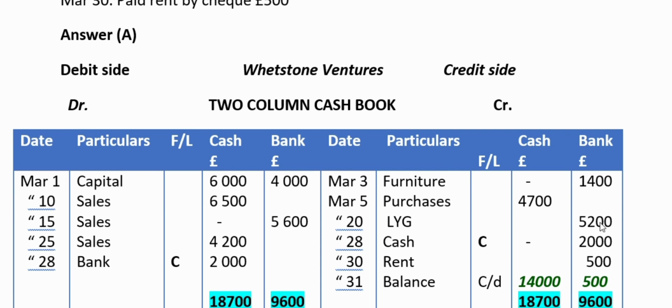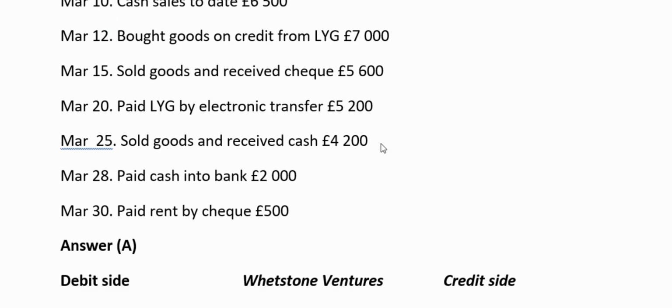March 20th, 5,200, paid through the bank, whether through any bank app or a POS terminal. That is why it is entered in the bank column, 5,200. Okay, so we have taken note of that part we skipped.